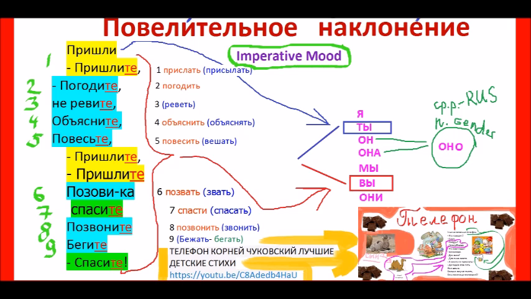Okay? Вешать белье на веревку. To hang up the lingerie or sheets after washing on the rope. This will be вешать. Or вешать одежду в шкаф. To hang up your clothing into the closet. Okay? So, повесьте is hang it up. In our poem, it was повесьте, пожалуйста, трубку. Hang up the receiver, please.